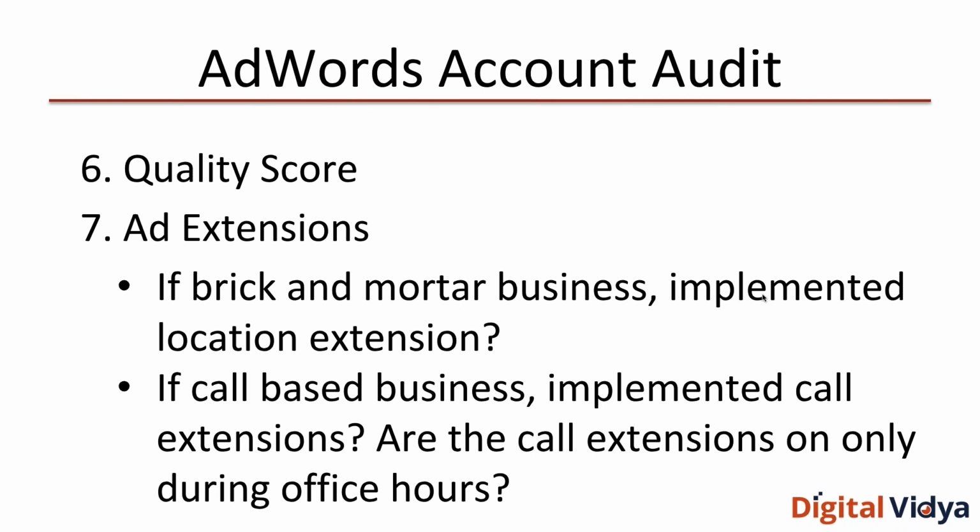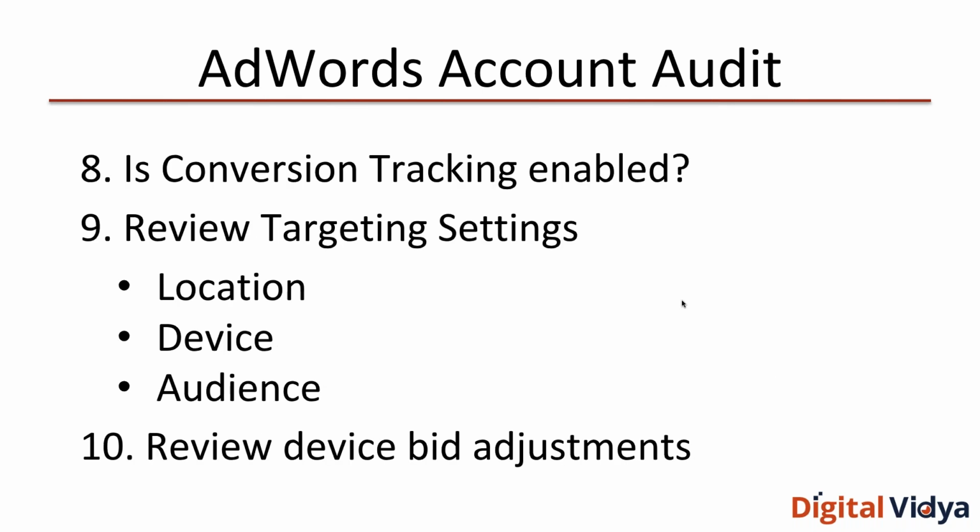Look at the ad extensions tab. In the ad extensions tab, see if the person has a brick and mortar business, an offline store, and whether they have implemented location extension, because that is very relevant for them. If it's a call-based business, see if they have implemented call extensions or call only ads, things like that. If they have implemented call extensions, see if the extensions are set to work only during office hours, otherwise they'll be wasting calls because they may not have people to respond. So you need to look at those things for each extension.